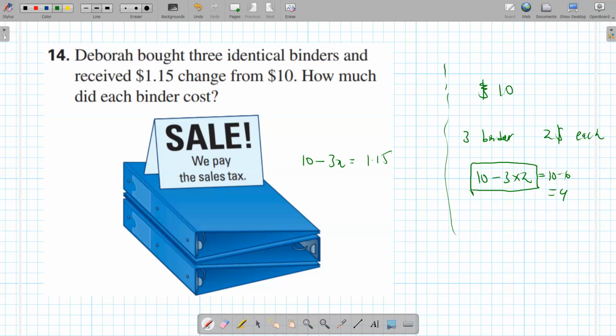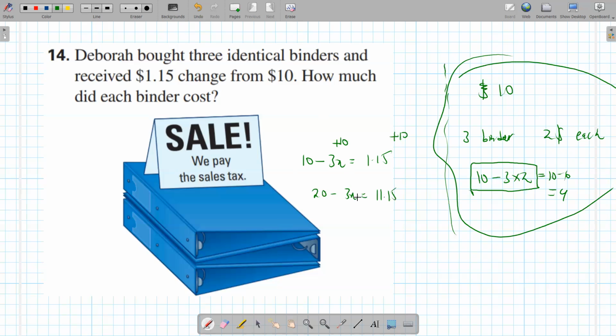So whenever you see a problem like this, you can always put numbers into it. When you put numbers into it, it'll make things easier. Now, how do we solve this equation? You add 10. No. Why not? Here, I'll show you why not. You add 10 on both sides. The 10s do not cancel out. Instead, you would get 20 minus 3x equals 11.15. That does not help us. Adding 10 does not kill off the 10 on the left.